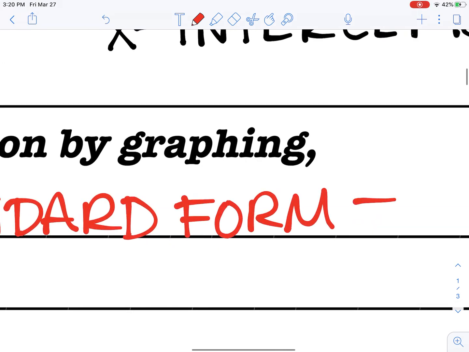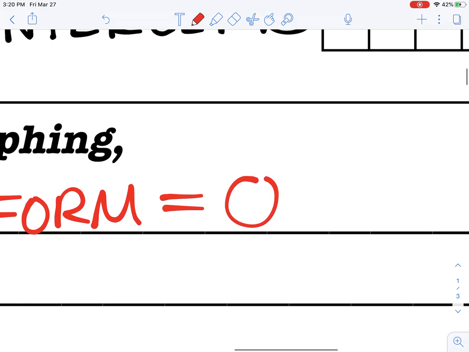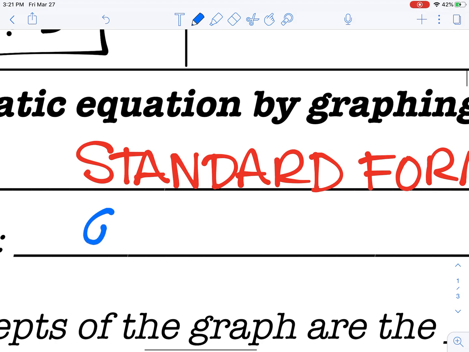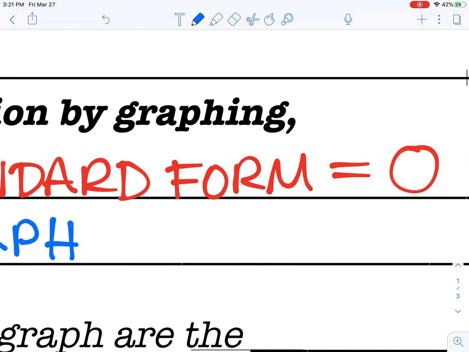And we discussed back in chapter 8 why this is a 0, but let's revisit that. The reason we have it equal to 0 is because the x-intercepts are the solutions, so we want the y values to be 0, because if we're on the x-axis, that means our y-coordinate is 0. Now, once you have it graphed, your goal is to search for those x-intercepts.